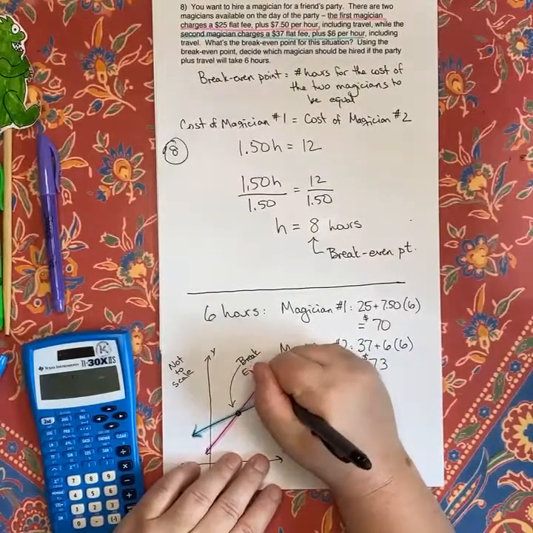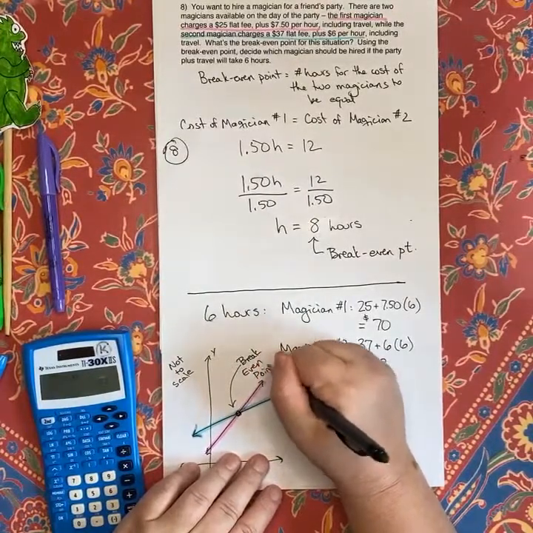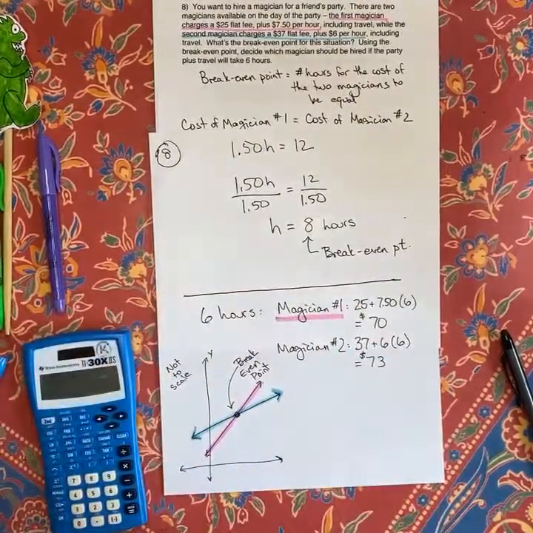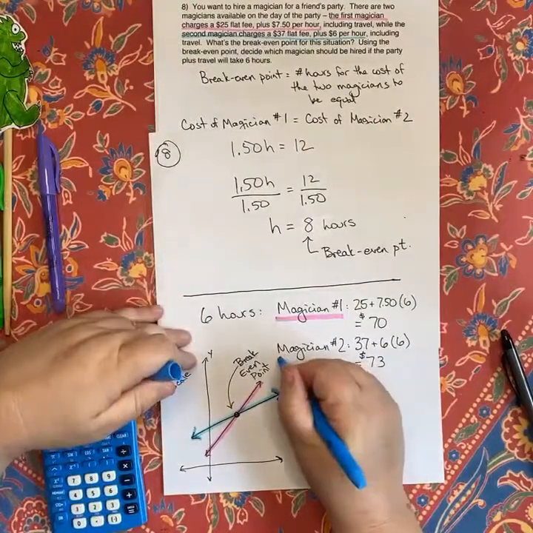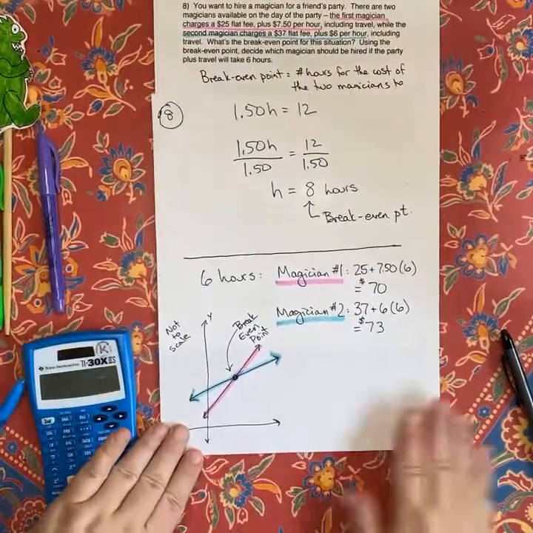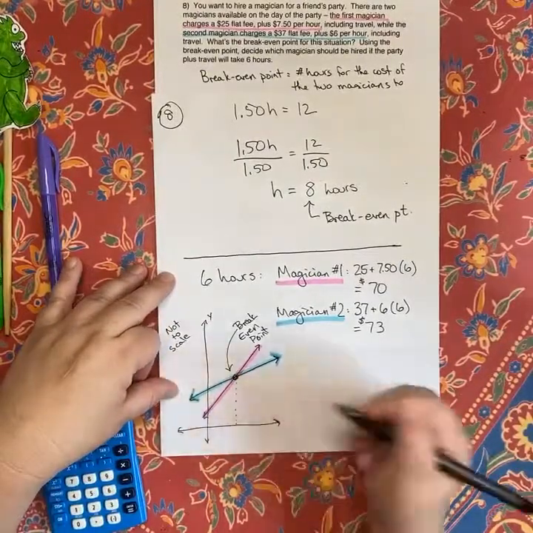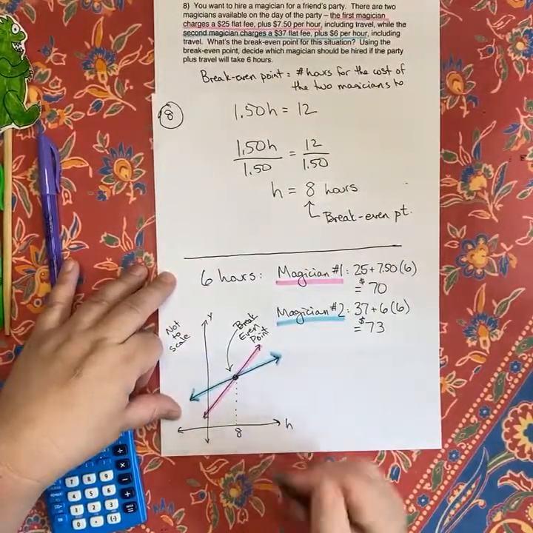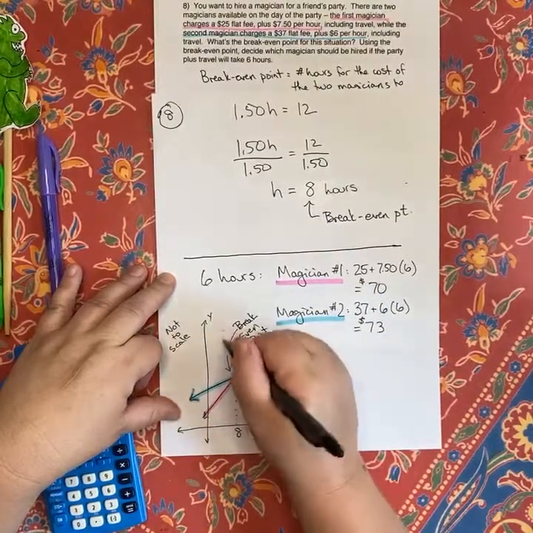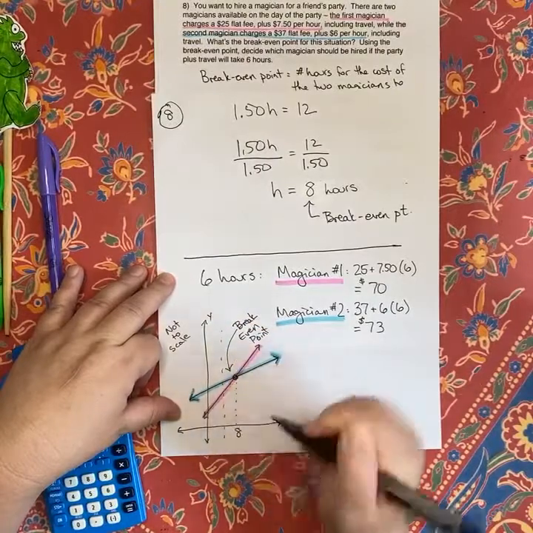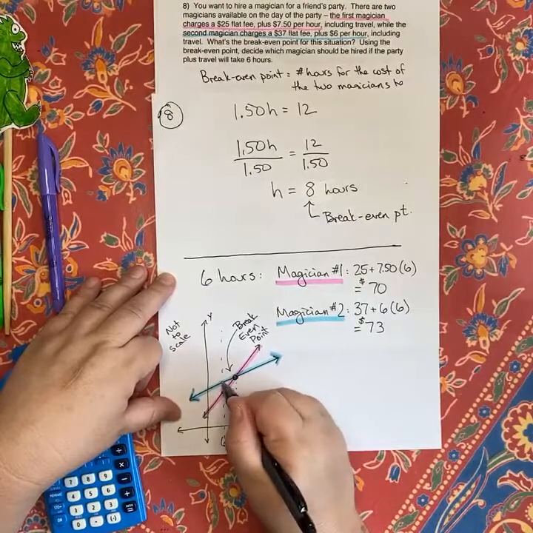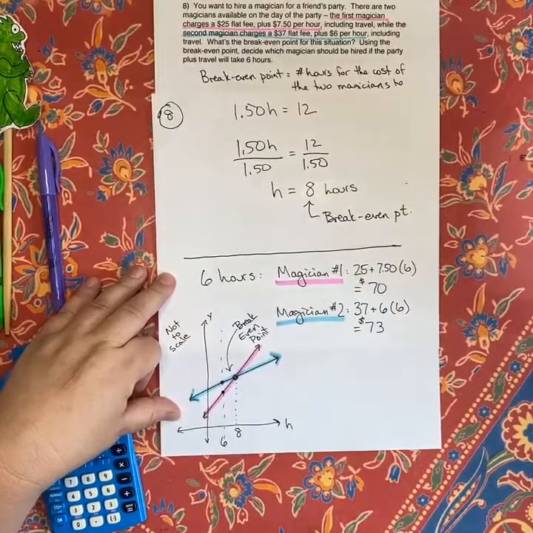Here's the break-even point. So remember, Magician 1 is the pink one, and Magician number 2 is the blue one. And let's look at the graph. So if the break-even point is right here, and this is H, 8 hours, and we're looking at 6 hours, that would be back here. At 6 hours, the pink magician is slightly less expensive than the blue magician.